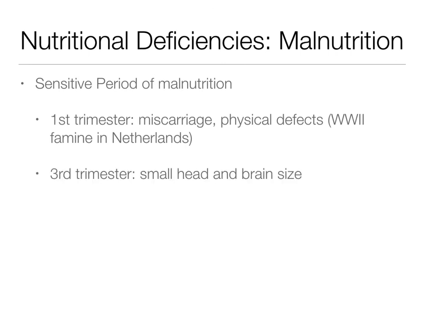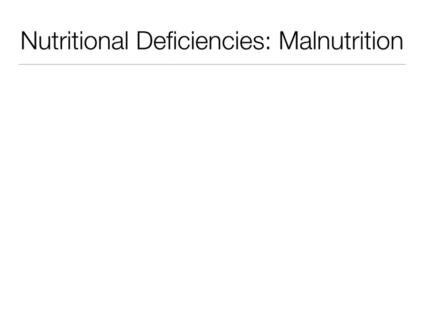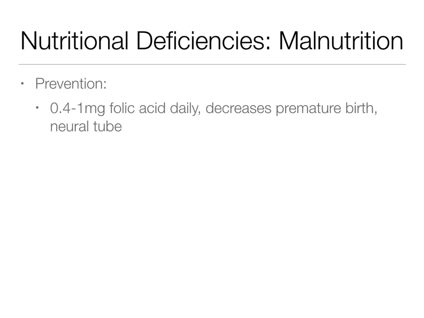In the third trimester, we see smaller head and brain size. Again, a lot of what's happening in that third trimester is that the brain is just really growing and preparing itself to be out in the world. And so when we're not getting proper nutrition in that third trimester, that's where we see a lot of the effects. Prevention. Again, adding that folic acid into the food stream has really cut spina bifida down dramatically.